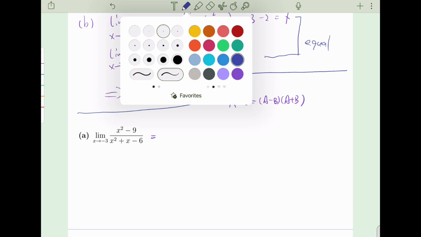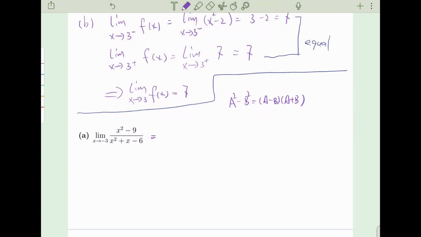Now we can view this x squared minus 9 as a difference of squares. So 9 is equal to 3 squared, right? So we have x squared minus 3 squared, and then we're going to apply the formula above. So we have (x minus 3)(x plus 3). That is the factorization for the top.